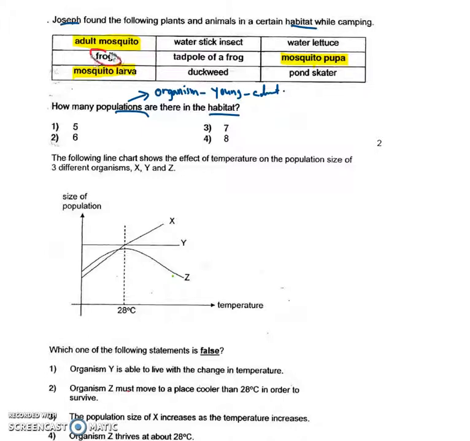Next, we have the frog and the tadpole of the frog. Both of them are under the same life cycle of a frog, so this is also considered one population of frogs. Then we have the water stick insect, that's one population by itself. Duckweed is also one population by itself. Water lettuce is one population. Pond skater is one population. So altogether I have 1, 2, 3, 4, 5, 6 populations in this habitat. And the answer is number 2.